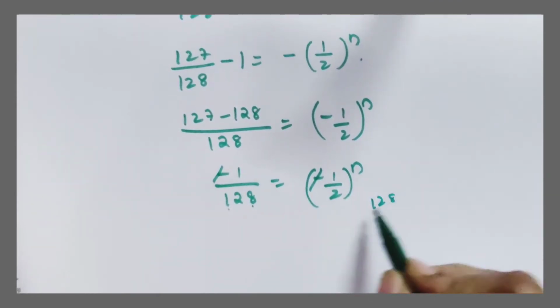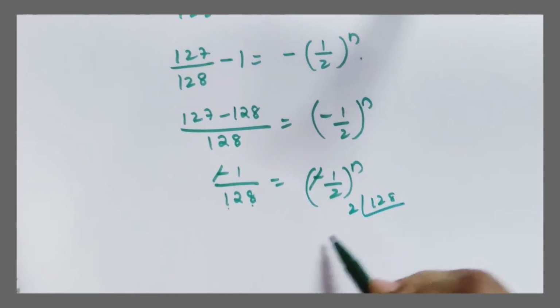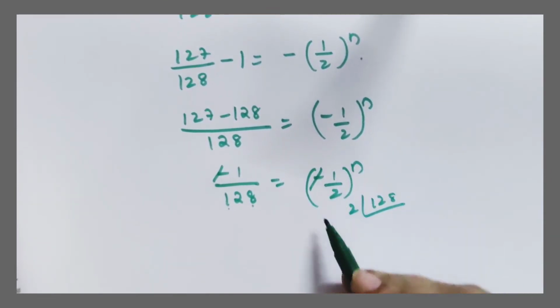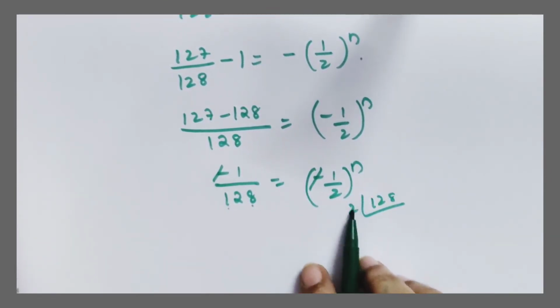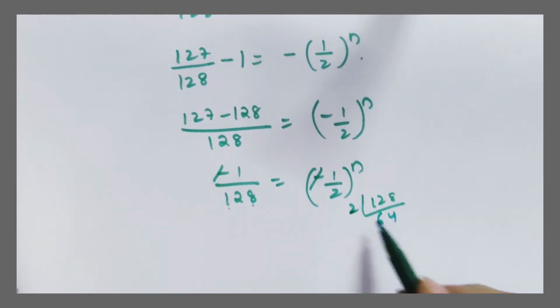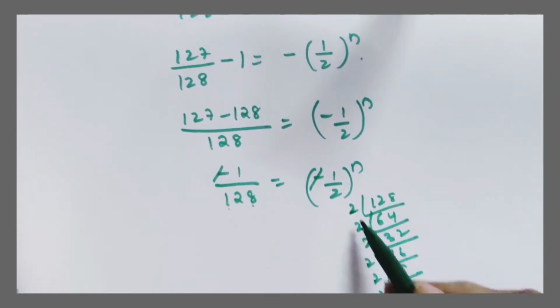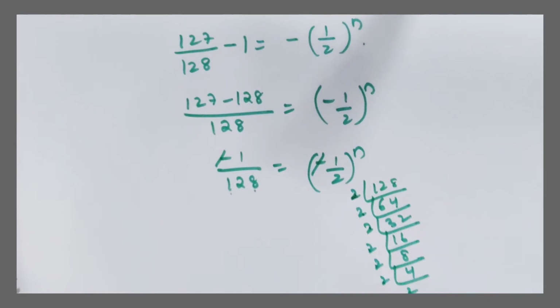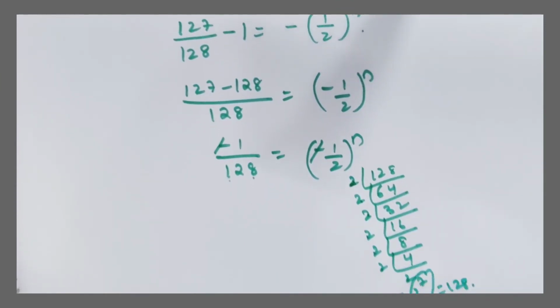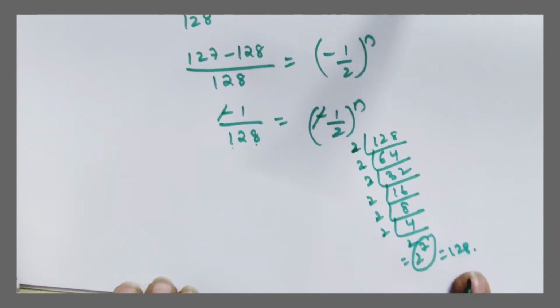If you take the LCM, I mean the 2 table for this, if you want it in the form of 2 power something, you need to get 64, 32, 16, 8, 4, 2. So this is 1, 2, 3, 4, 5, 6, 7. That means it becomes 2 power 7. 2 power 7 is 128. Alright, 2 power 7 is 128.